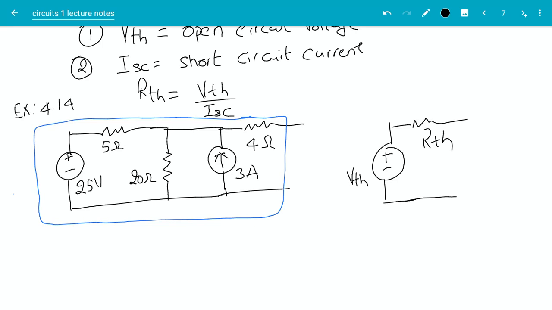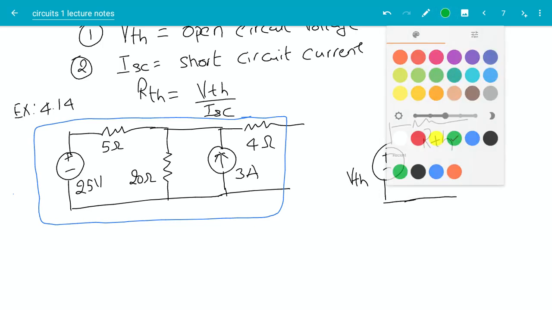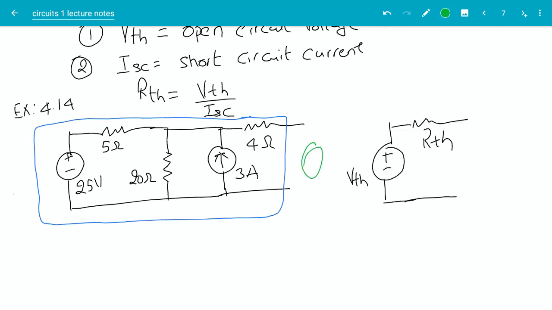The first step is to calculate the open circuit voltage. So keep this open, don't connect anything here, and measure the voltage here, and that should be equal to VTH. Remember, if you don't connect anything here and this is open, the current here is zero. So this VTH is equal to the voltage over here. This is equal to VTH because there is no voltage drop across the 4 ohm resistor if you don't connect anything at the output side.